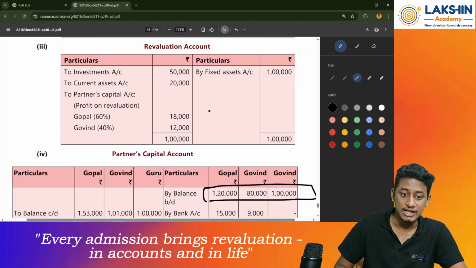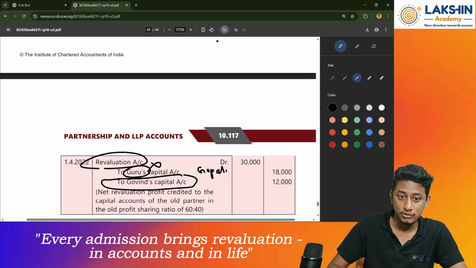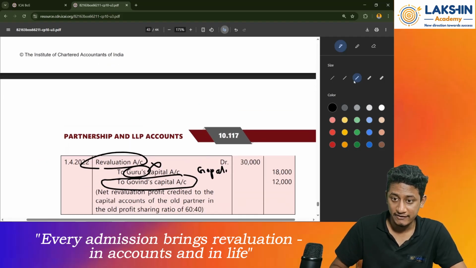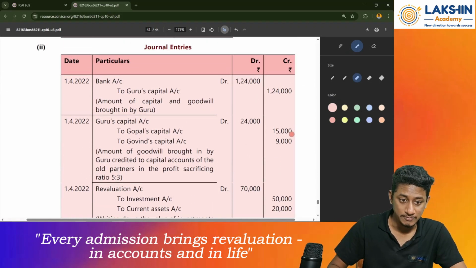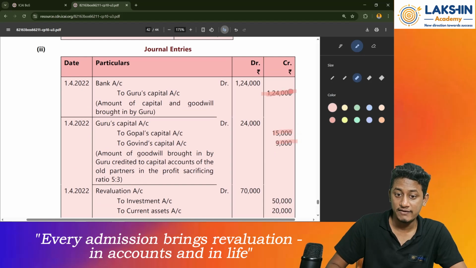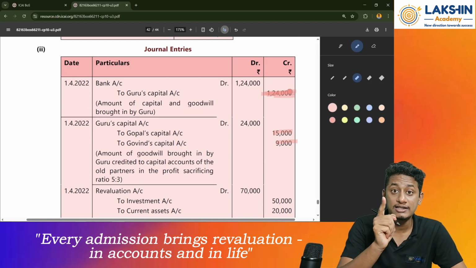What they have done is they have adjusted all the figures directly over here. Here itself they have adjusted all the figures to the capital accounts, and after making those adjustments to the capital accounts, they have straight away taken the entries in the capital account.